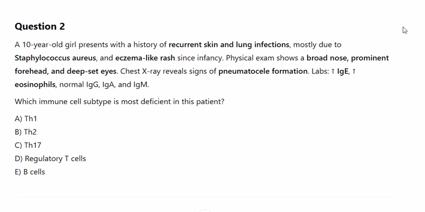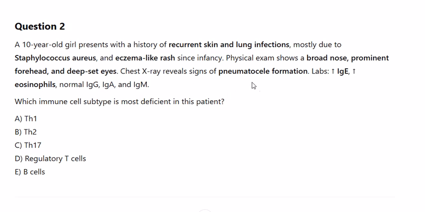Which immune cell subtype is most deficient in this patient? A. Th1, B. Th2, C. Th17, D. Regulatory T cells, E. B cells. Answer: C, Th17. Explanation: Th17 cells are essential for neutrophil recruitment to infection sites.